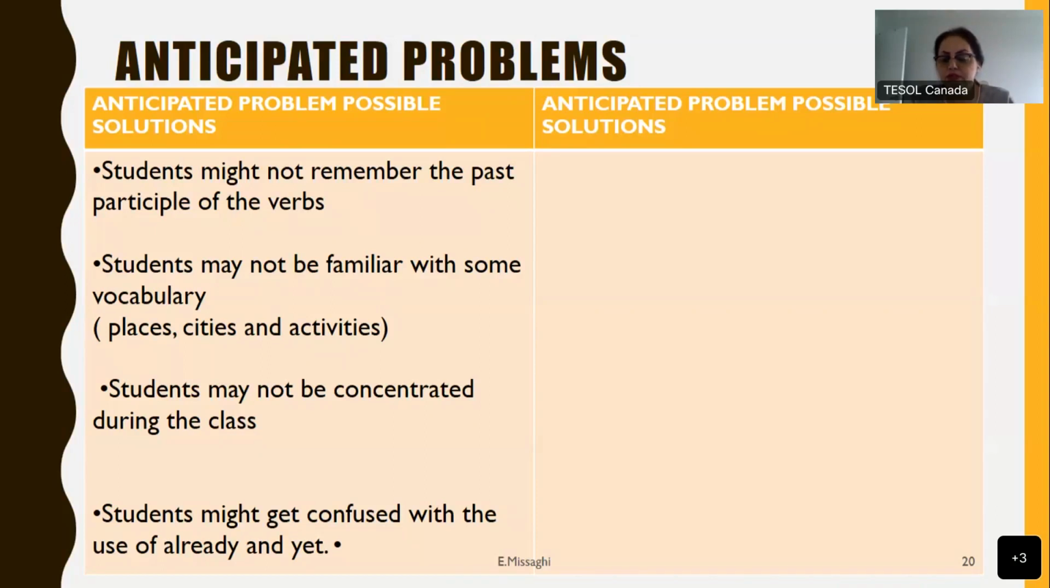What about the others? Yes, please. We can put a list of all the participles or the vocabulary on the screen. Yes, you can show them the list. Okay. What about the others? Any other points, other problems?